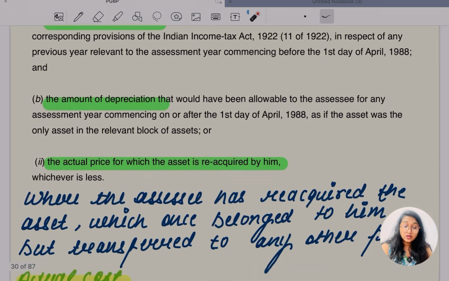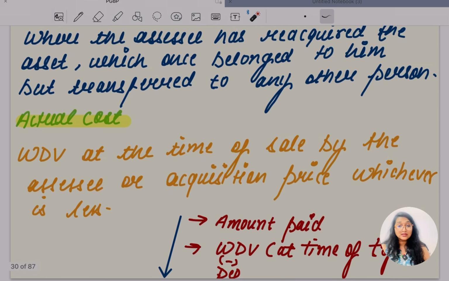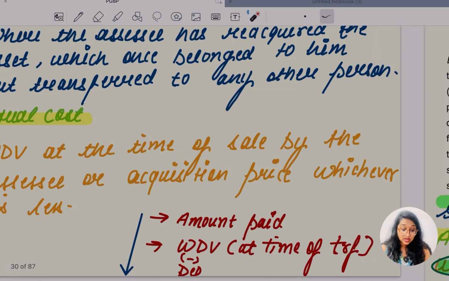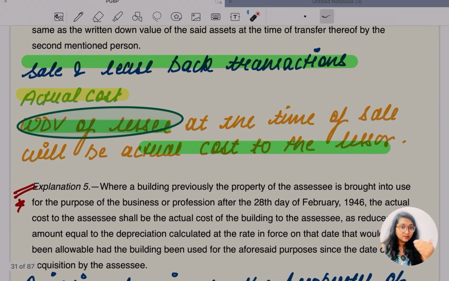So what about Explanation 4? Where the asset is sold and it is reacquired, in this case the actual cost is going to be the amount paid at the time of transfer or the WDV reduced by depreciation, whichever is lower. This is going to be the actual cost. But in this case, where the sale and lease back transaction happens, I will tell you again: the WDV of the lessee is going to be taken here, by whom? By the lessor.